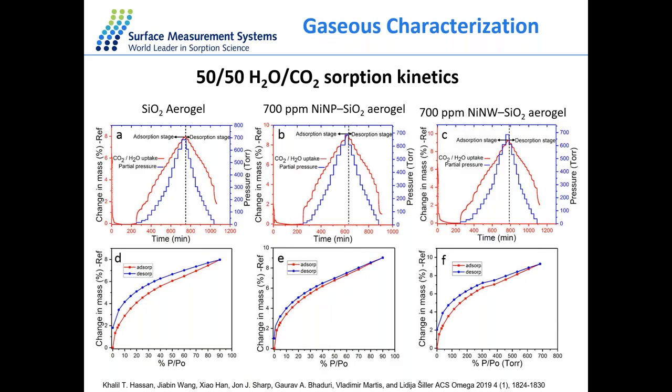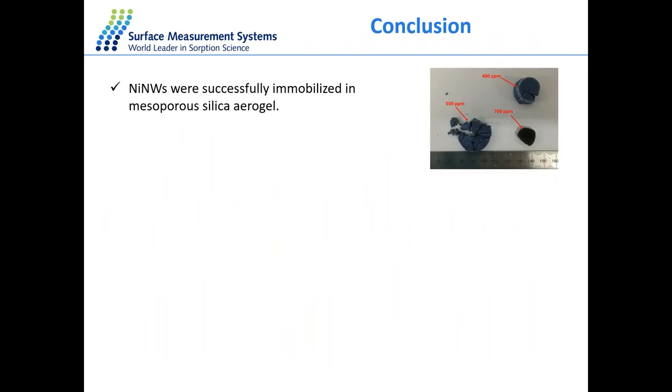We can also conclude that the catalyst activity is strongest for nickel nanoparticles, followed by nickel nanowires and silica aerogels. This is determined by looking at the changes in the slope of the isotherms. So these are the results of the analysis. Let's move to the conclusions.